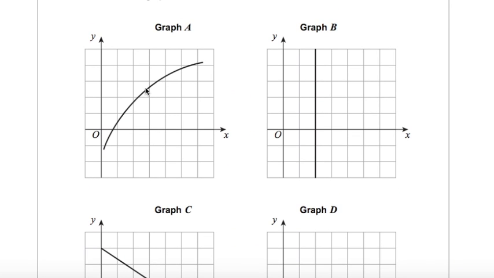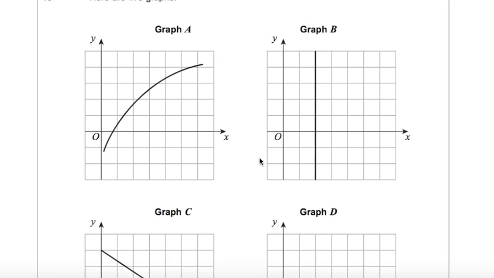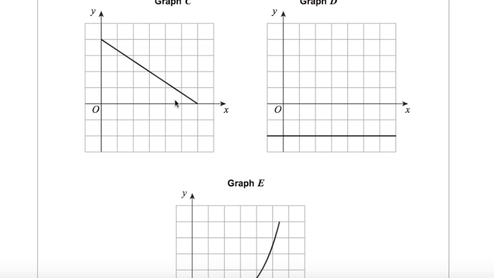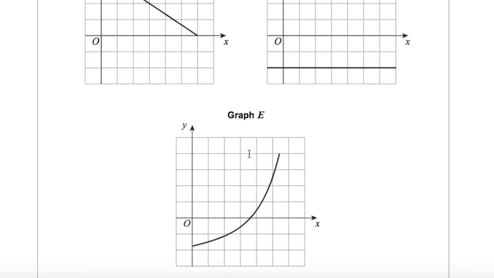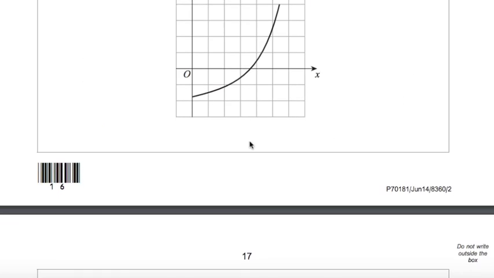So for A, we can see the graph's positive. For B, it doesn't really have a gradient because it's vertical. C, we can see it's always negative. D, it's always 0. And E, it's always going upwards. So the answer for A will be C.